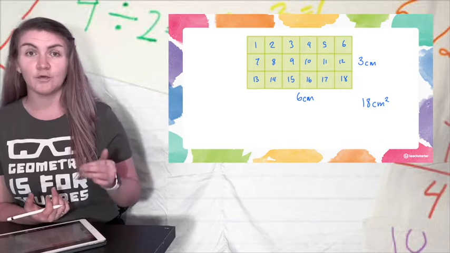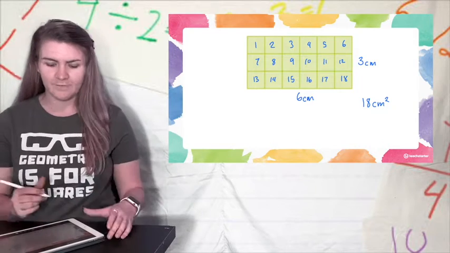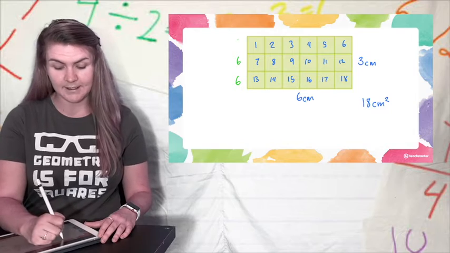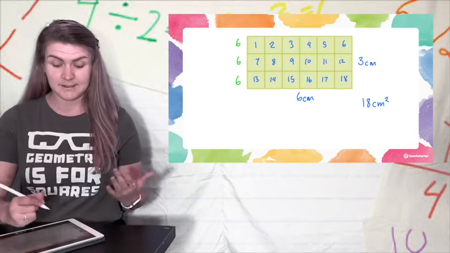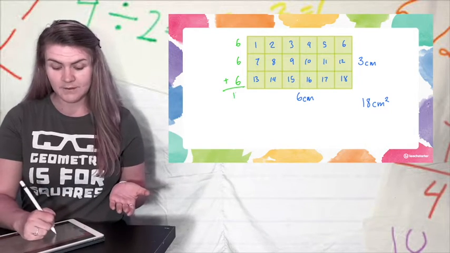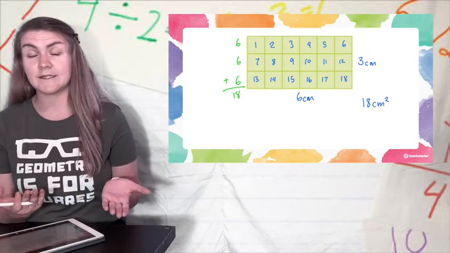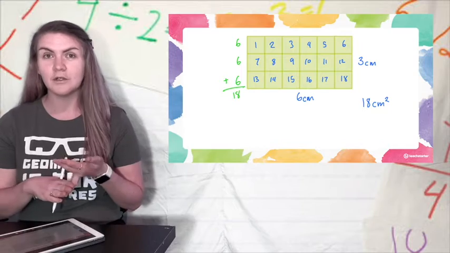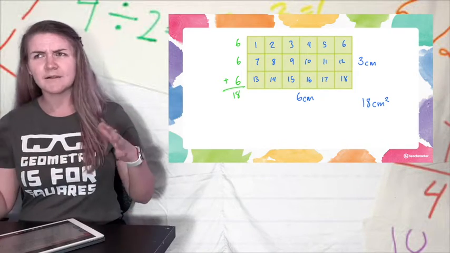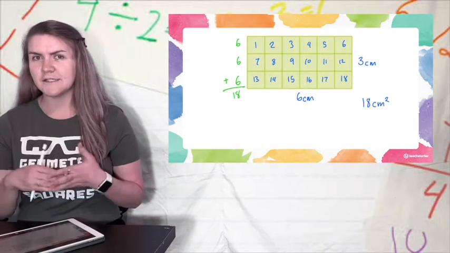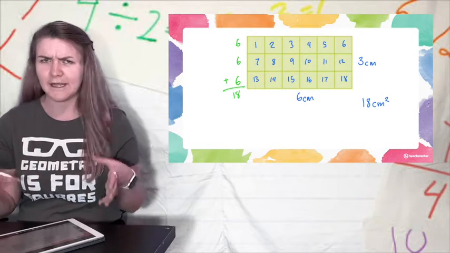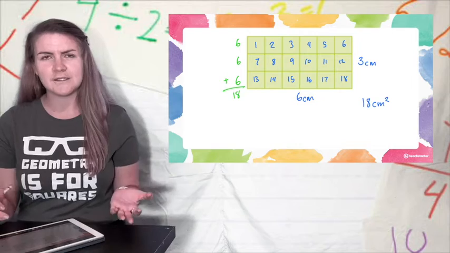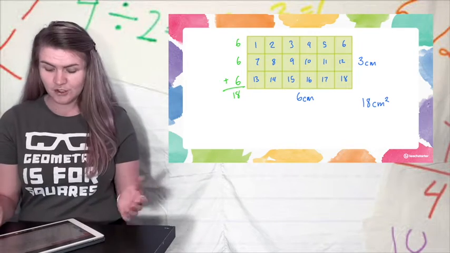We want a rule. So what I could think of is, well, this line has 6, and this line has 6, and this line has 6. So I could just add 6 plus 6 plus 6. That also equals 18. That's an easy way to get to the answer. Now, any of you who've been through grade 1 or 2 would immediately say to me, Miss Collier, addition is the same as multiplication. So if I'm adding the same thing over and over again, I don't need to add, I can multiply. And you are extremely correct.